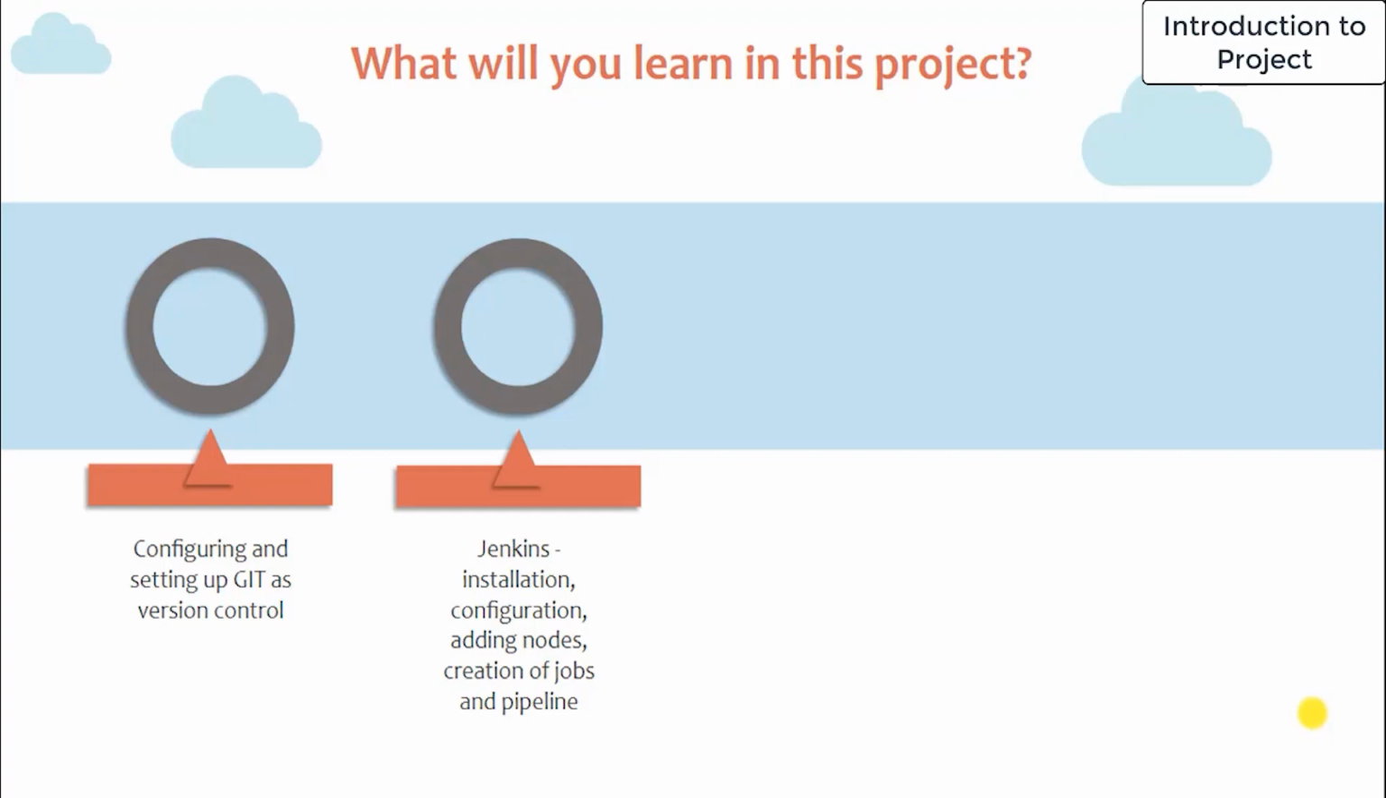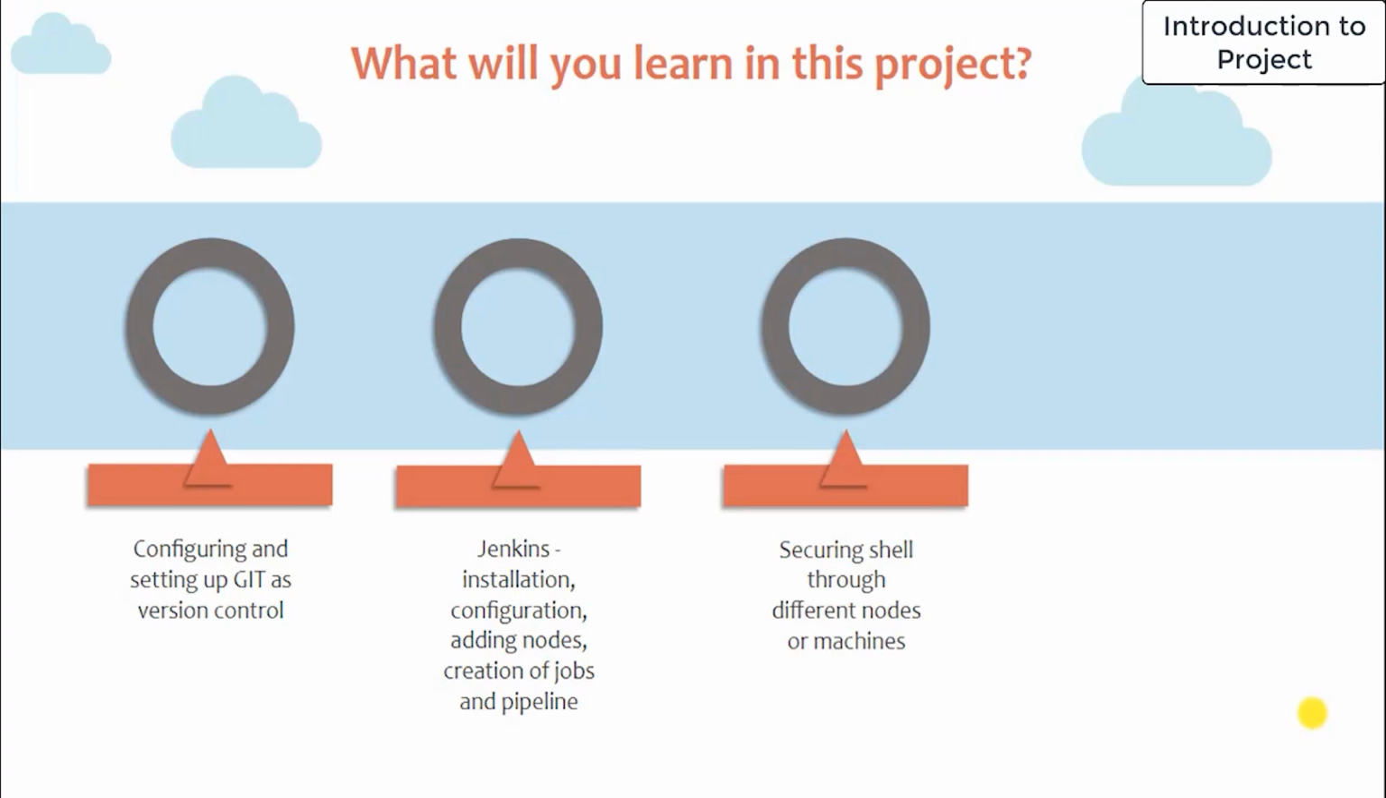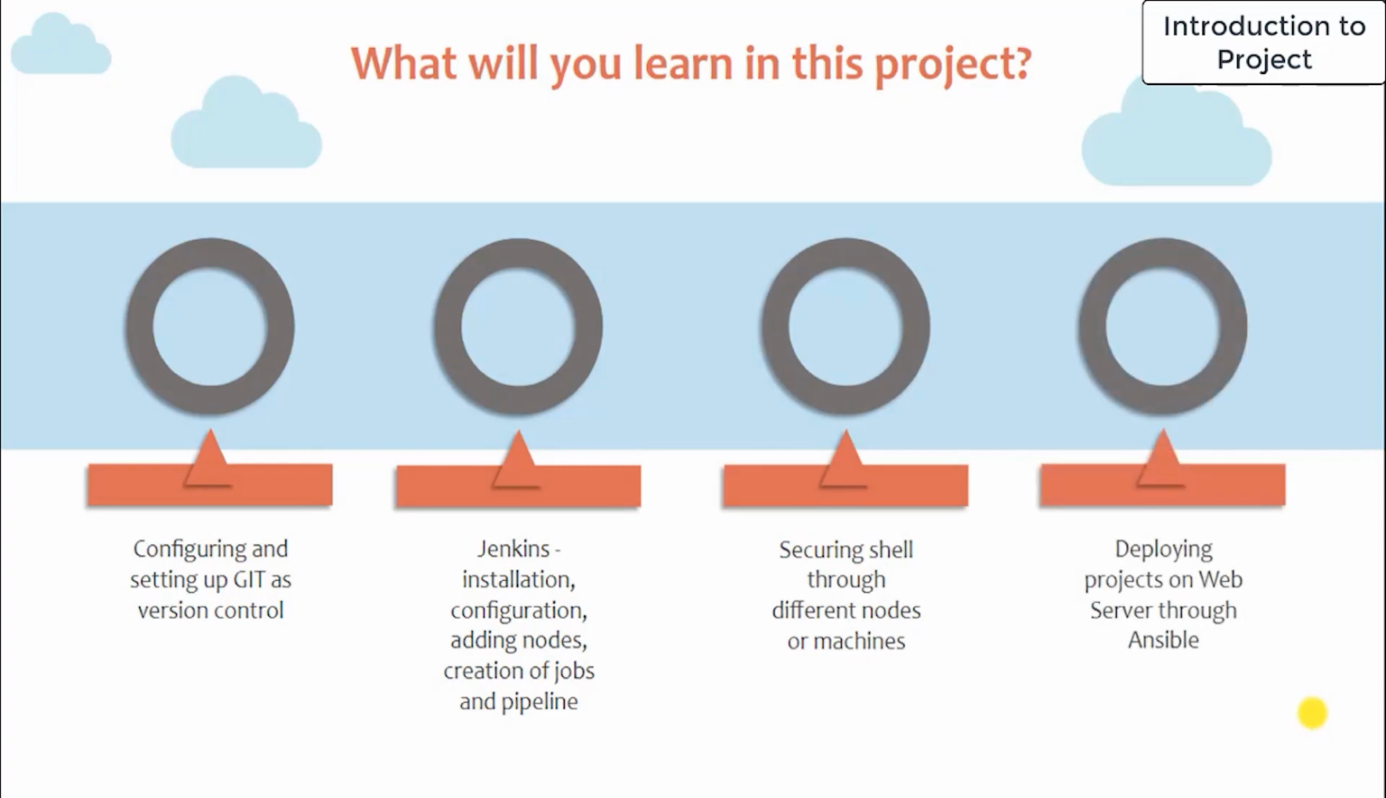Apart from installing Jenkins, we have to configure Java and Maven, because in this case study we are using Maven as our build tool. We'll be creating jobs, of course, because without creating jobs there is no purpose for Jenkins. After that, the last thing is secure shell through different nodes or machines. Going to the next slide, one more thing is pending: deploying projects on the web server through Ansible.